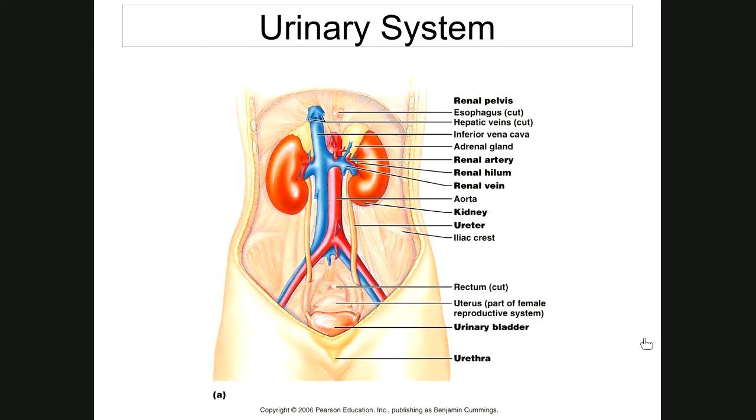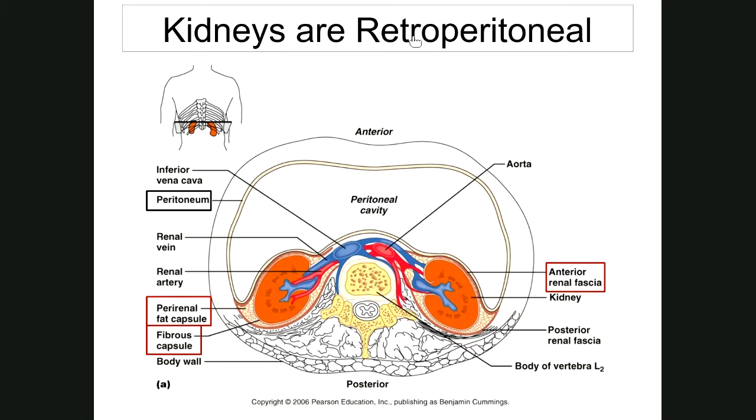Now these kidneys are retroperitoneal. This is the peritoneum. I have it boxed right here. So this layer here, it's kind of a little thick layer. This is the peritoneum, the serous membrane that lines the organs and the wall of the abdominal cavity. That's why it's called peritoneum. Well, you see the kidneys are behind that. So the kidneys are not covered by the serous membrane, not covered by the peritoneum.